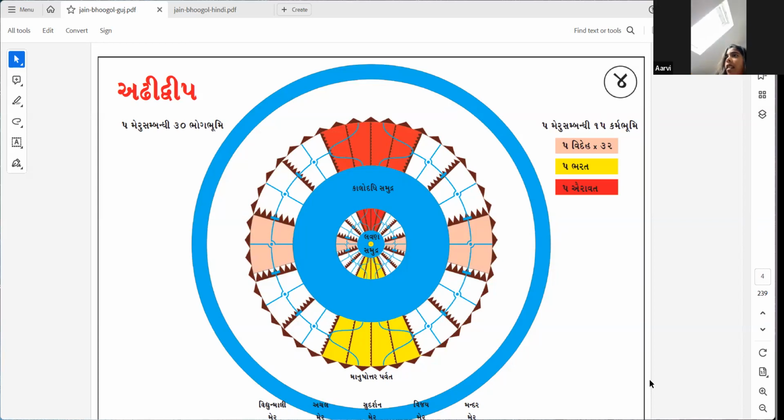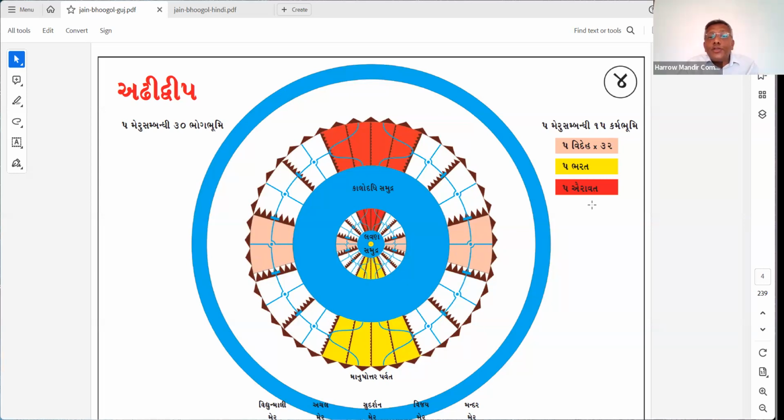It's bigger, yes, but in shape. I'm not interested in how big or small they are, but in the shape. What is the difference in the shape is what I'm trying to get at. Javish. Jambudweep is like a full circle, but the next one has like a hole in the middle, which is the ocean.